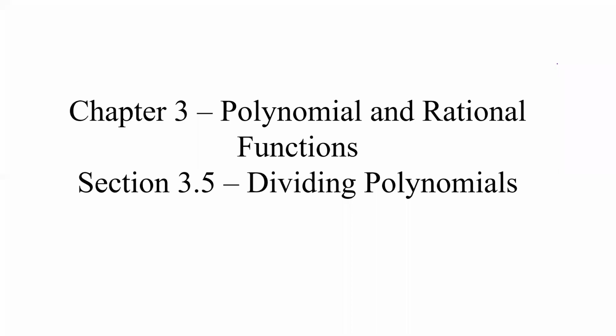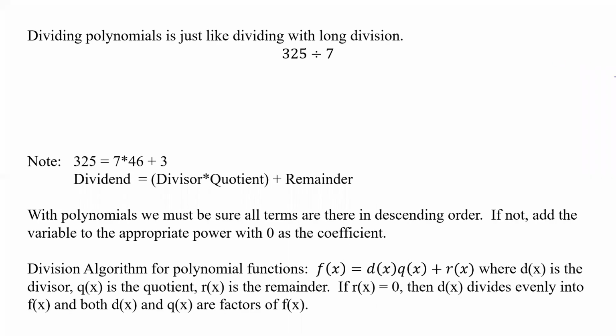All right, so here we're on chapter 3 on polynomial and rational functions, and this is section 3.5 on dividing polynomials. Well, dividing polynomials is just like dividing with long division. So what do we do when we have something like 325 divided by 7?